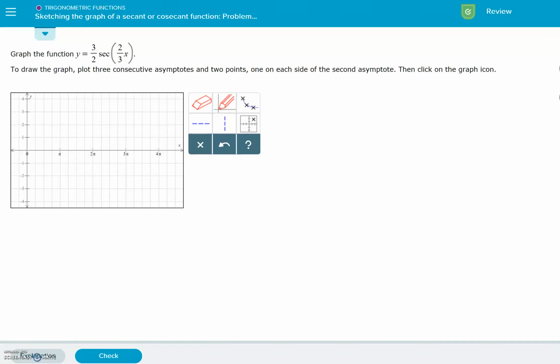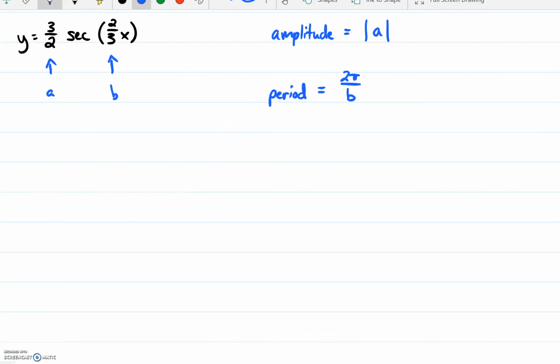In this video, we're going to look at graphing the function y is equal to 3 over 2 secant of 2 over 3x. Now, I'm going to be switching back and forth from the Alex view so we can see how to graph it in Alex, and then going back to the view where we're going to do our work. So we have 3 over 2 secant, 2 over 3x.